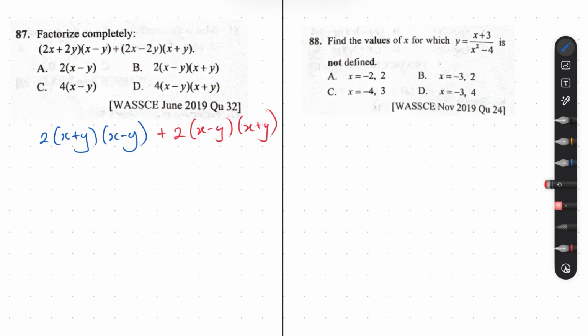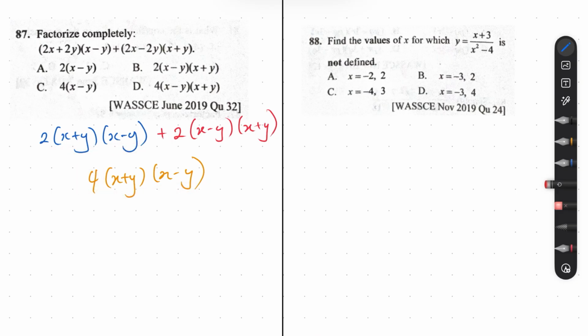Just so you don't get confused, look at this. You have x plus y, x minus y, x minus y, 2, 2. So this is the same as this. Now when you add them, what do you have? You have 4 times x plus y, x minus y, because 2 plus 2 gives us 4, and the remaining terms are the same.